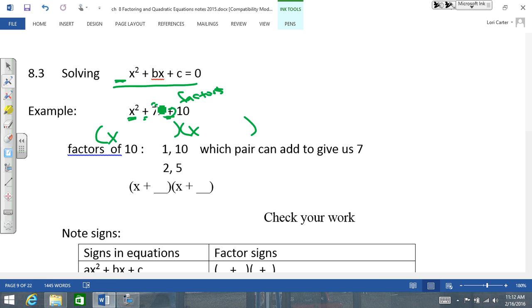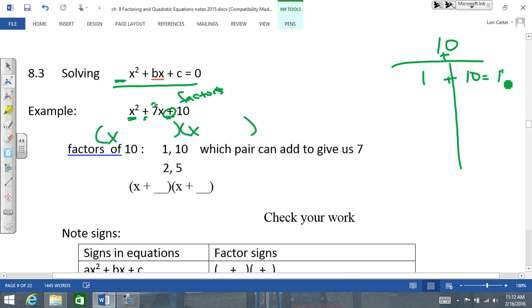Okay, so what we usually do here is we try to come up with a chart. 10 is what I'm trying to get to. 2 and 5, that's what I'm going to use. I'm adding, because that's what my last sign is. So the factors of 10 have to add and they have to equal 7. Let me show you all the options. First is 1 and 10. Is 1 plus 10 equal to 7? No, it equals 11. Doesn't work. So now I do 2 plus 5. Does that equal 7? There it is. Yes. So the factors of 10, which are 2 and 5, add to 7.